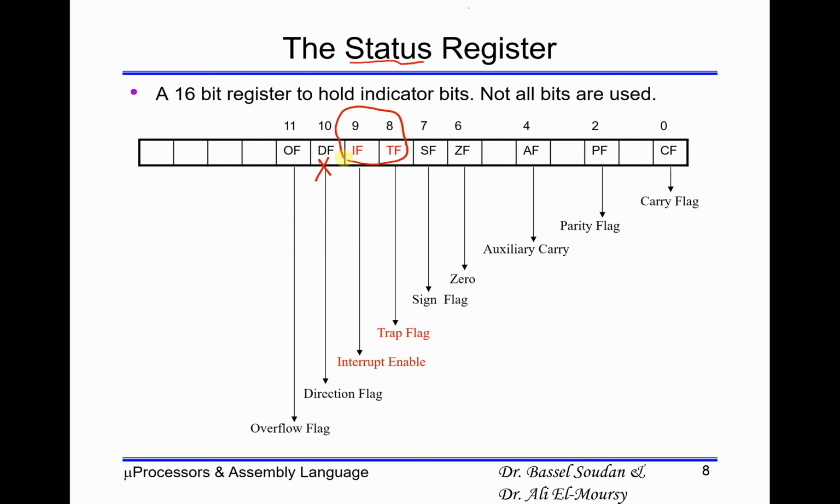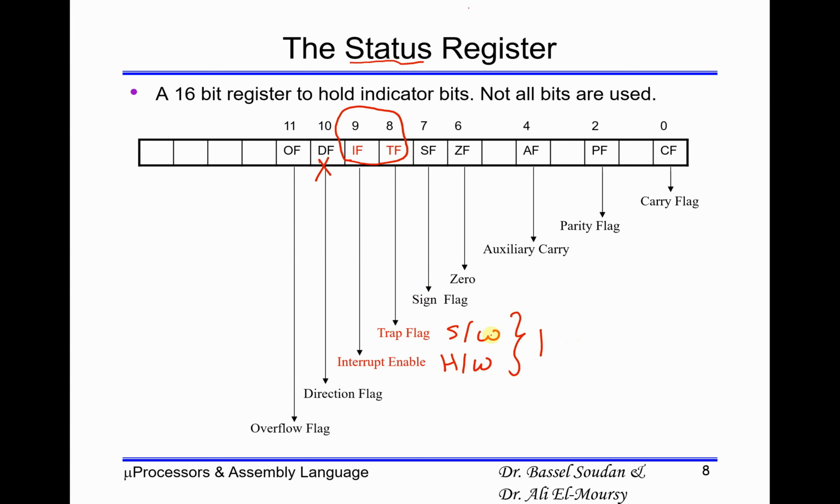Those two flags are responsible for the interrupts. One of them is related to the internal or software interrupts, and the other is related to the external interrupts. The interrupt enable flag, IF, is for the hardware interrupts. The trap flag, TF, is for the software interrupts. Both of those flags should be 1 in order for the microprocessor to respond to the interrupts.